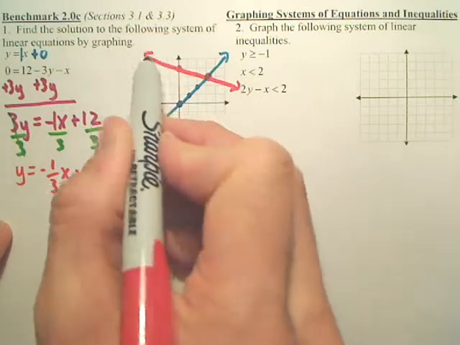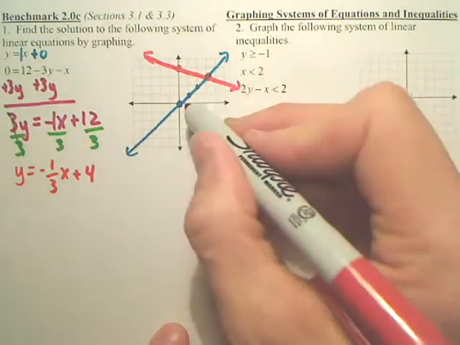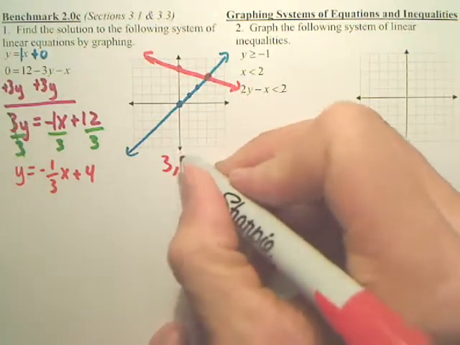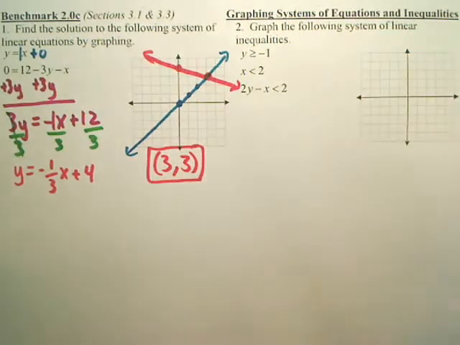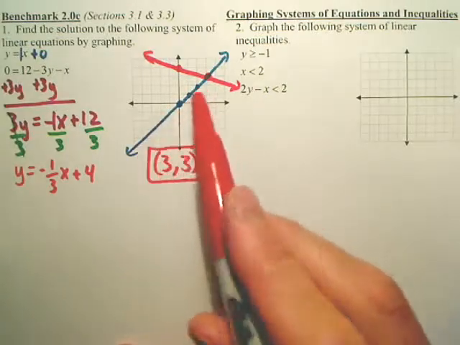Make my line. And where does it hit? That looks like over 3 up 3. Is that right? Make sure you put the coordinate where it hits. That is the solution. The coordinate where these two graphs hit is at 3, 3.